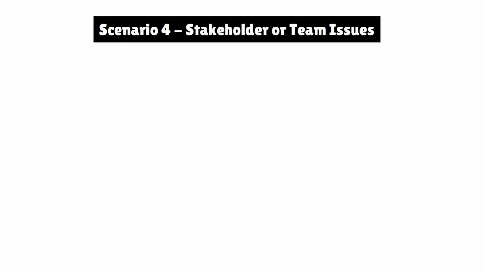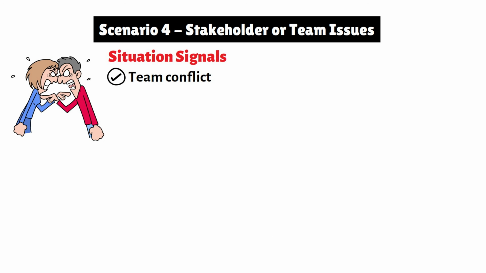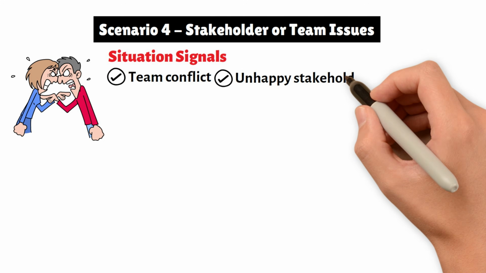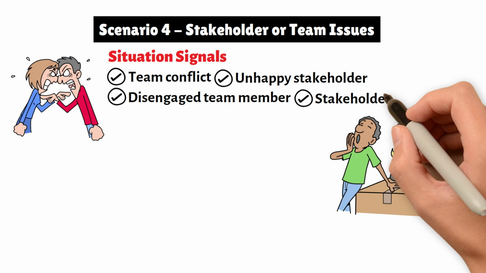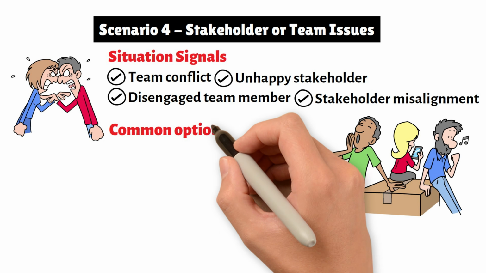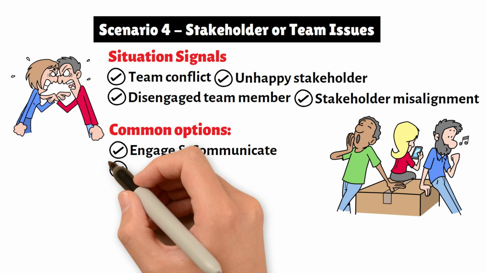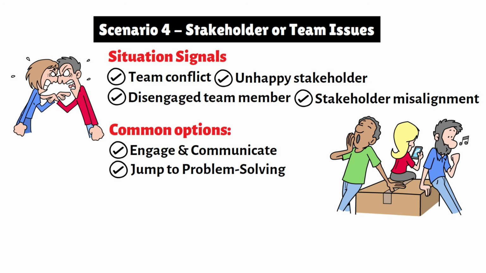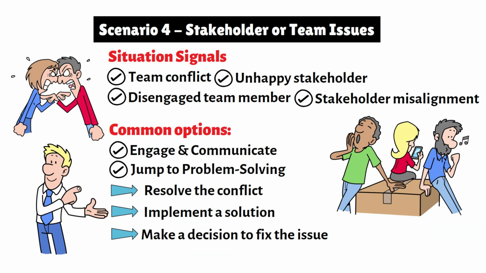Scenario 4. Stakeholder or team issues. In this scenario, you will see something like conflict between team members. A stakeholder is unhappy. A team member is disengaged. Misalignment between stakeholders. Now, in these situations, students usually narrow it down to two types of answers: engage and communicate, or jump into solving the problem. For example, resolve the conflict, implement a solution, make a decision to fix the issue. And this is where the confusion happens.